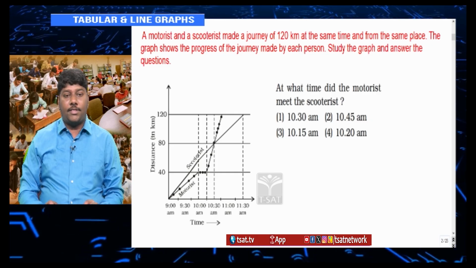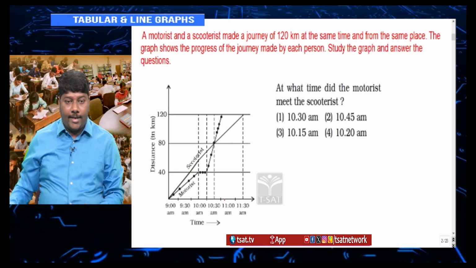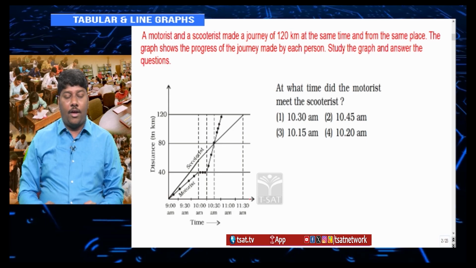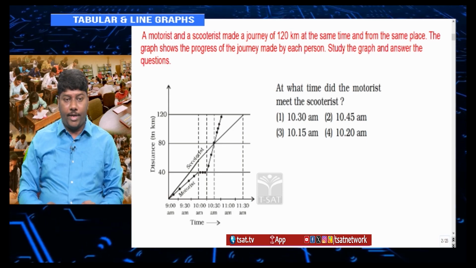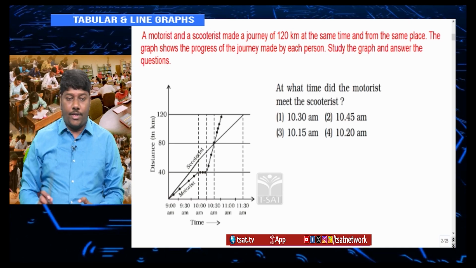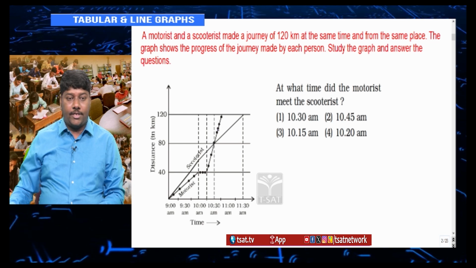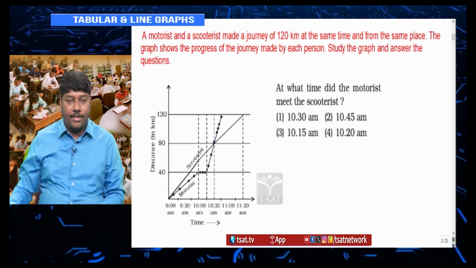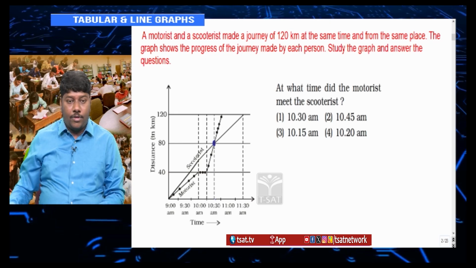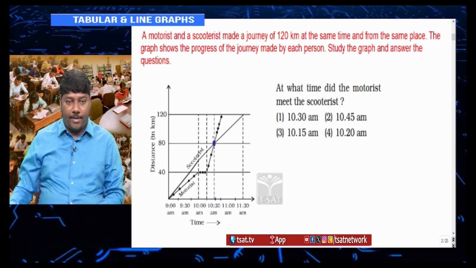Now see, both of them actually started at 9 AM, one fellow ending at 10:30, another ending at 11:30, and both of them covered how much? 120 kilometers. Now see, at what time did the motorist meet the scooterist? So we can see this perfect line is the scooterist. This pointed line is actually the motorist. Both of them are meeting at this particular point. So at what time are both of them meeting? Both of them are meeting at 10:30. So at 10:30 both of them are meeting.